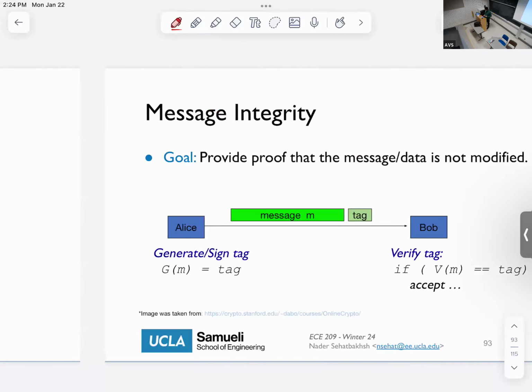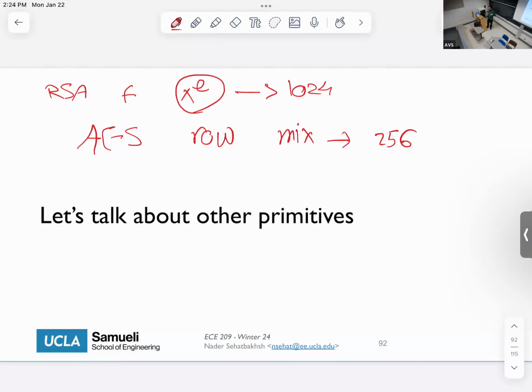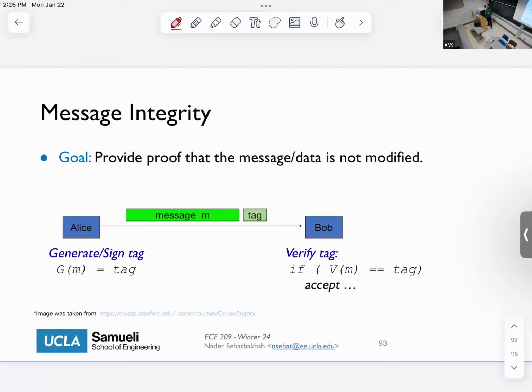All right. If you remember, I told you that cryptography is about different primitives, and we started with encryption, but encryption is not the only important primitive in cryptography. There are other primitives that are very useful, very popular, and used very widely, and we're going to use them in this course as well. The first one is what we call message integrity, or MACs.